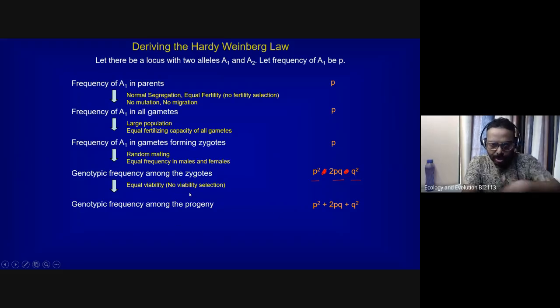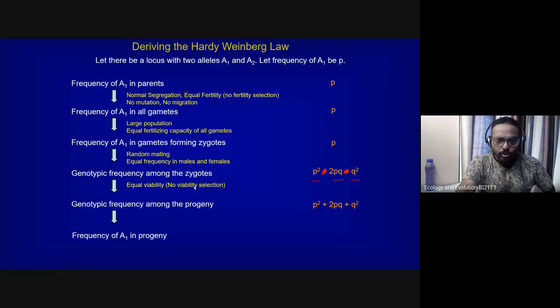So in our treatment, not today, let's say tomorrow or the day after, we are going to look at this kind of selection. So if that happens, then the genotypic frequency among the progeny remains p squared, 2pq, q squared. Now, what is going to be the frequency of A1 in progeny? Remember, we started with A1 in parents, so we have to go to A1 in progeny.